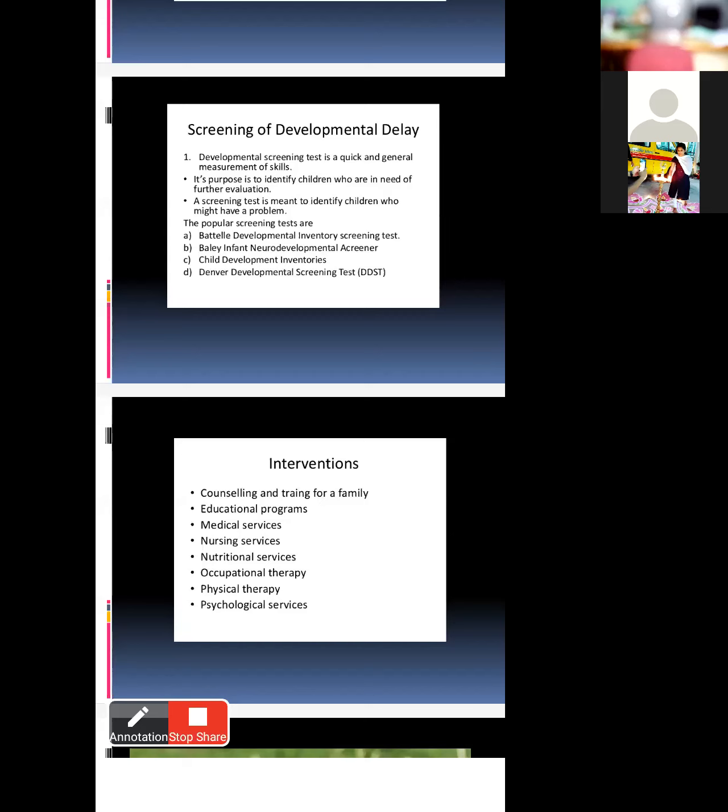Okay. Next, the popular screening tests for checking developmental delay in children. First, the Battelle Developmental Inventory screening test, which means how their developing capacity is, and how delayed the capacity is; you can check that only with the inventory screening test. And second, the Bayley Infant Neurodevelopmental Screener.